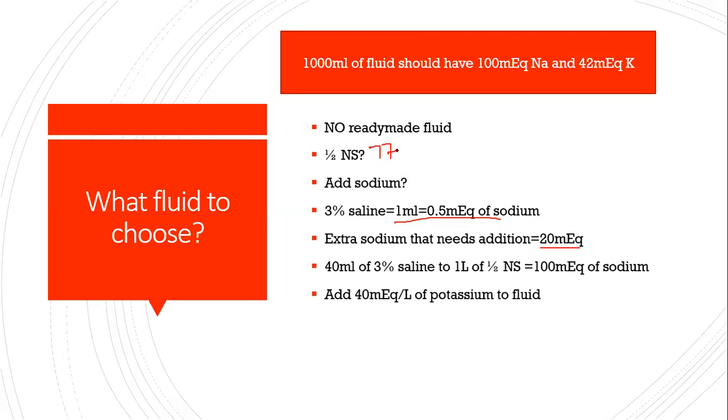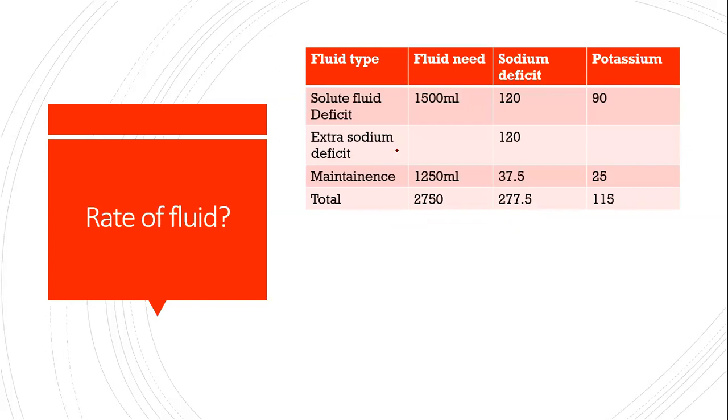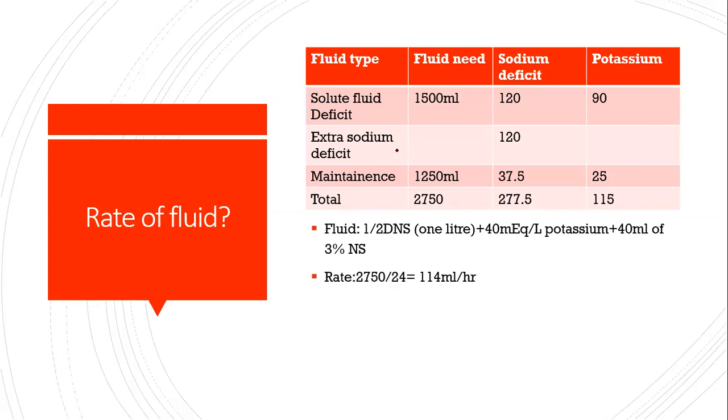Potassium, you will add potassium chloride. So I don't need to teach that. So you have your fluid. You have chosen your fluid of half DNS with 40 ml of 3% saline added and 40 milliequivalents of potassium added. You're going to give it at what rate? 114 ml per hour. You got that by dividing the total fluids by 24. So if you do that and you closely monitor every 4 to 6 hours, you will know whether to increase or decrease the rate and you will manage the child accordingly. Okay, clear? So this is a very straightforward correction without any extra fittings.